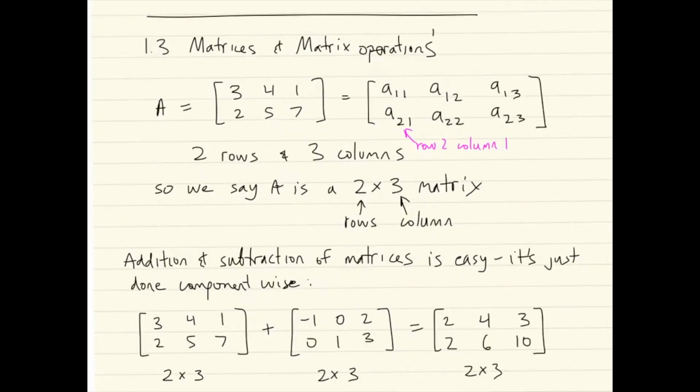Okay, let's move on to section 1.3 in Anton, and this is titled Matrices and Matrix Operations. So a matrix is just a rectangular array of numbers, like so, and the way we always tell its size is by first counting the number of rows. So in this particular example, there's 2 rows, and it has 3 columns. So we say that this particular matrix is a 2 by 3 matrix. So always the number of rows is first, followed by the number of columns.